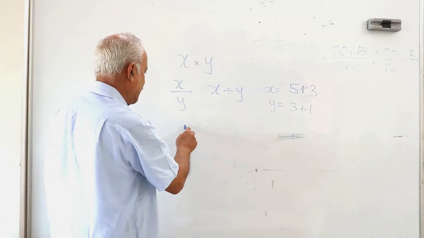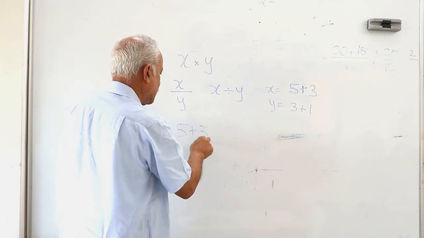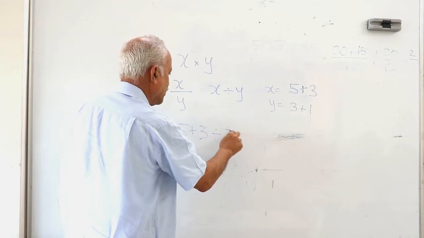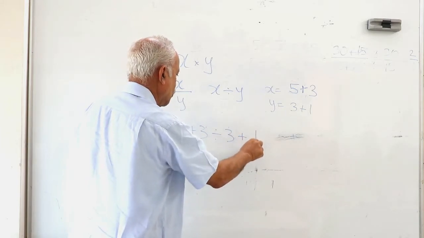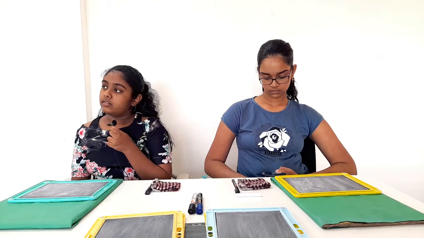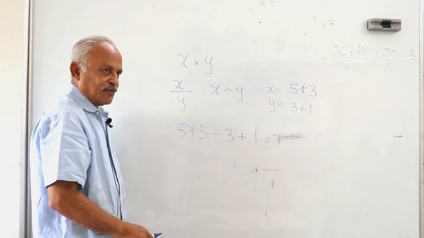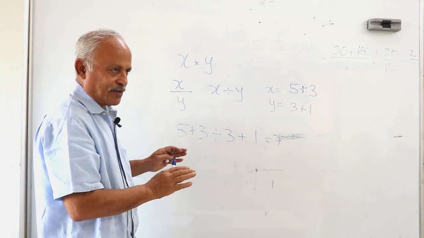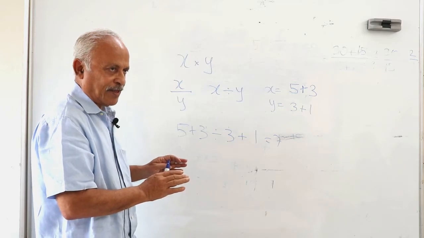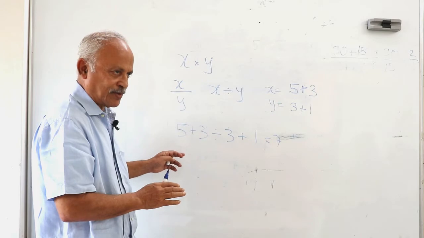So I will get 5 plus 3 divided by 3 plus 1, and the answer will be 7. So if you are not careful and you don't use brackets, you will get the wrong answer. You will get an answer which is nonsense.